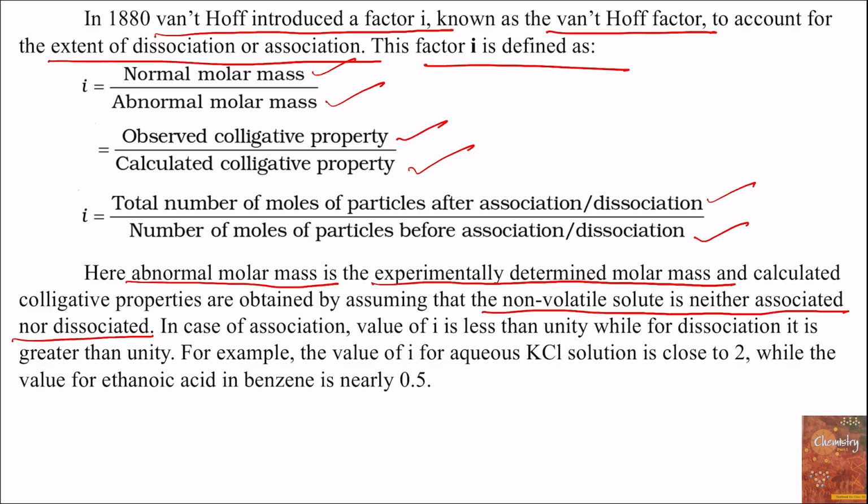In case of association, the value of i is less than unity, while for dissociation it is greater than unity. For example, the value of i for KCl, which undergoes dissociation, is close to 2, means i is greater than 1 for KCl, while for ethanoic acid in benzene, which undergoes association, i is less than 1, that is 0.5.